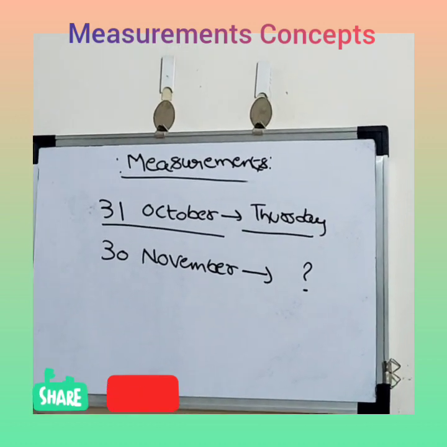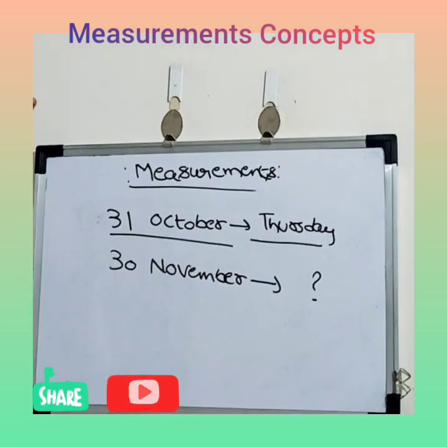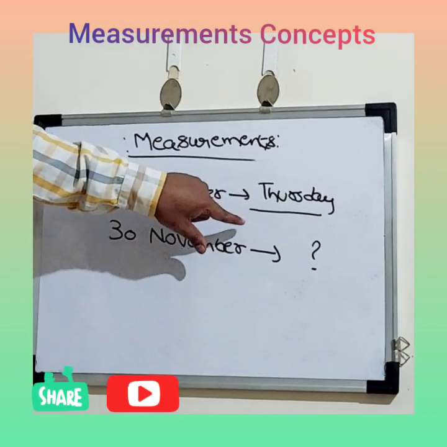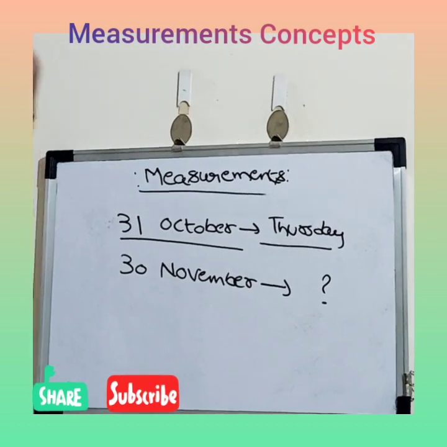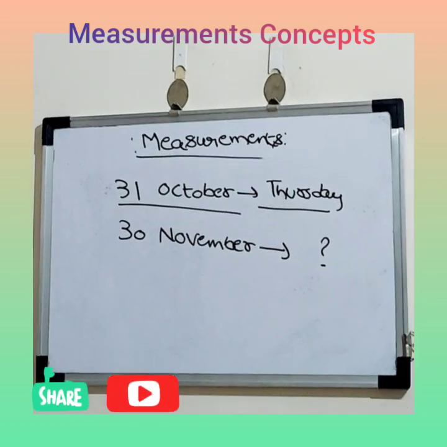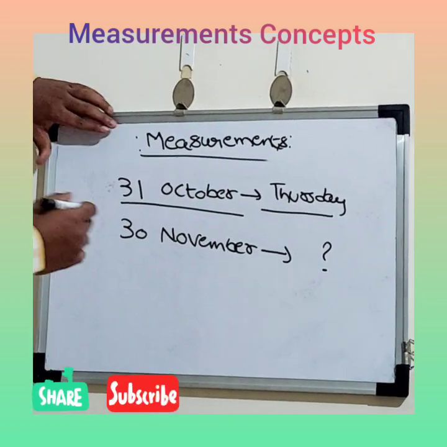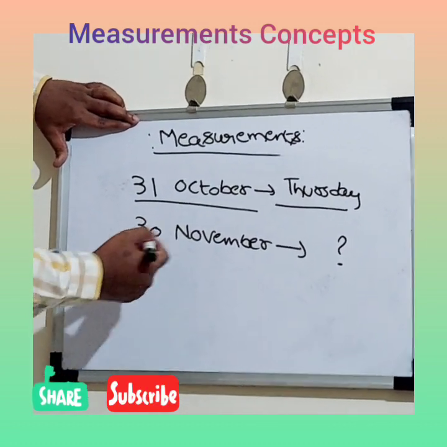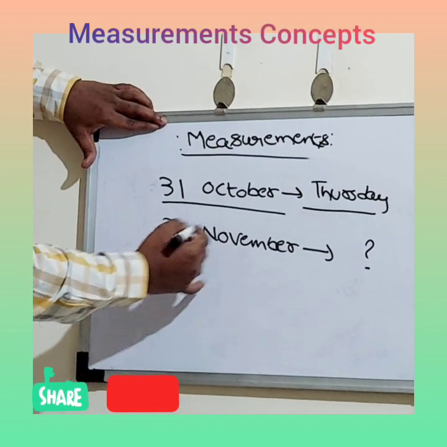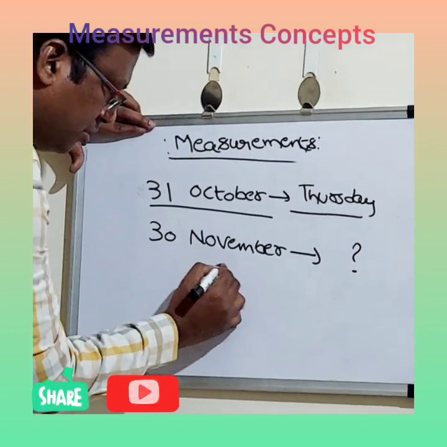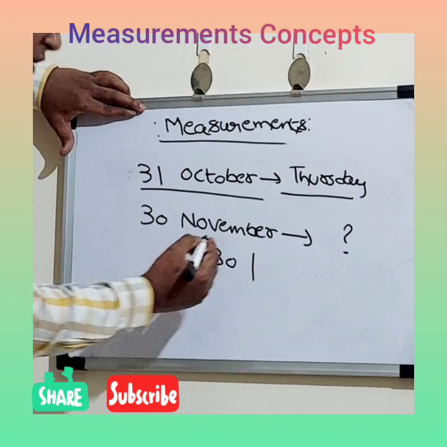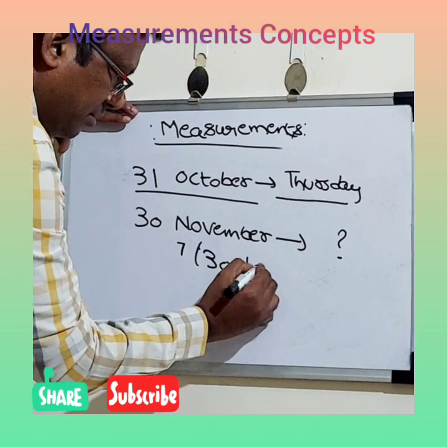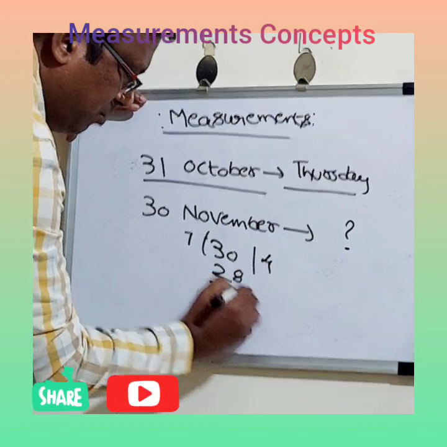To solve this problem, what is the basic thing you need to know? You need to know 1 week is equal to 7 days. Because suppose today is Thursday, then again Thursday will come after 7 days. So we will use the same logic over here. 31st October is Thursday. From November 1st to 30th November, how many days are there? 30. So just divide 30 by 7. 7 fours are 28.